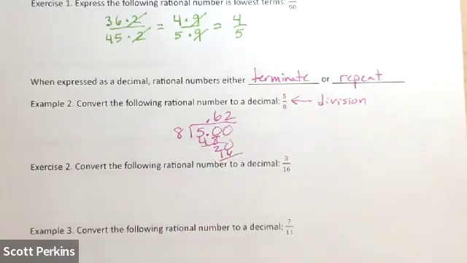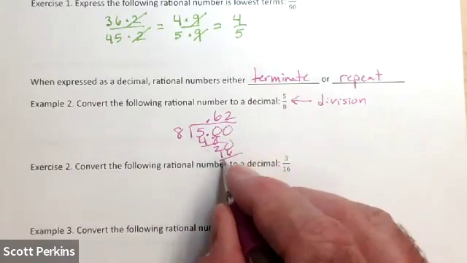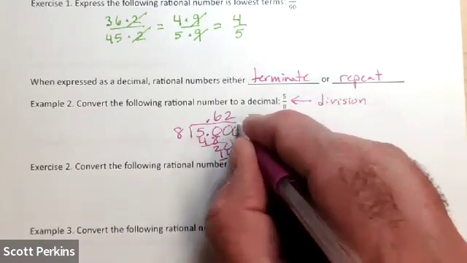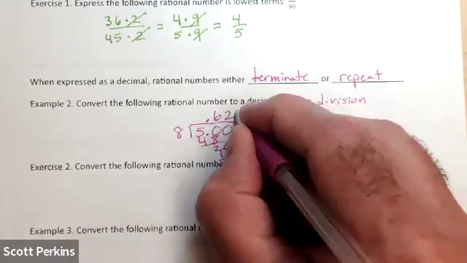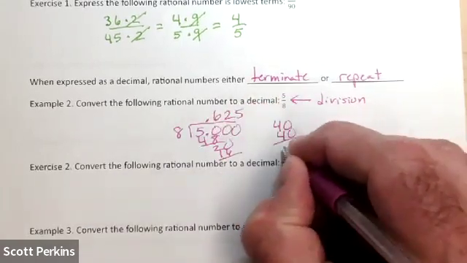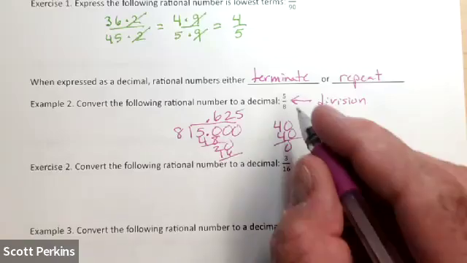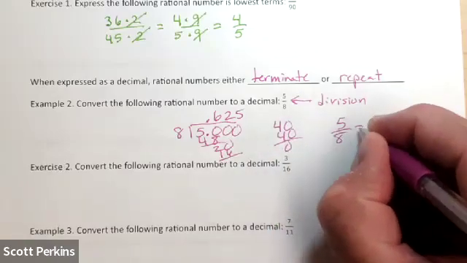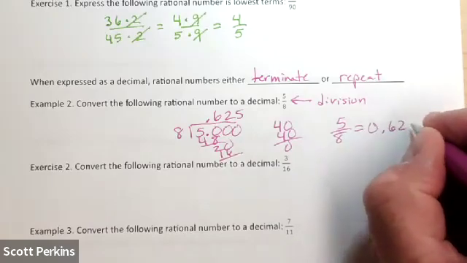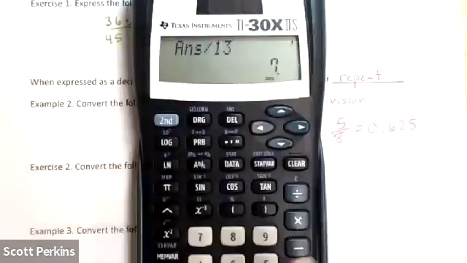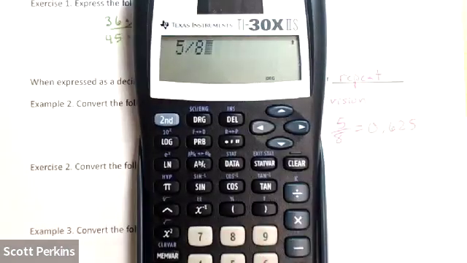I didn't leave myself enough room here. I apologize. 20 minus 16 is 4. Bring down another 0. And 5 times 8 is 40. This is a terminating decimal. 5/8 is equal to 0.625. That's the same thing your calculator would tell you. Okay, that's a terminating decimal, 0.625.